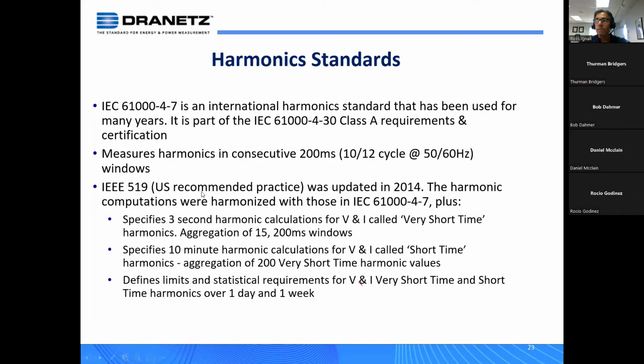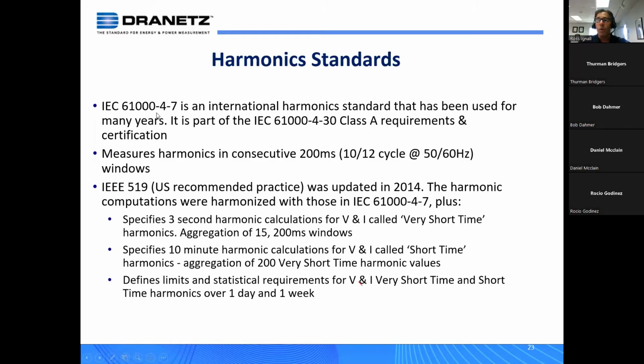Now, IEEE 519, which is the US recommended practice for harmonics, got updated in 2014. That was very important in the United States and North America and other parts of the world who reference this standard. Basically what they did is they harmonized the harmonic measurement and computation techniques with those of 61000-4-7. So in a nutshell, the IEEE said, okay, what 61000-4-7 does is good, we're going to just harmonize with that and make it the same. But they added statistical computations and new parameters on top of that that do not exist in 61000-4-7.